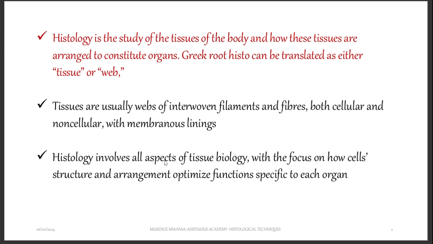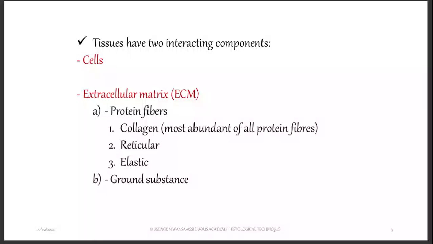Okay. Histology is the aspect of tissue biology which focuses on how the cells' structure and arrangement optimize function specific to each organ. How is it that this organ specifically does this function? It's because each organ has got its own cells and they have been set in such a way that they only perform that function. Now, as I said, each tissue is made up of two things: a cell and the extracellular matrix. Think of a house. A house is made up of bricks and what holds the bricks. So the extracellular matrix is what holds the bricks.